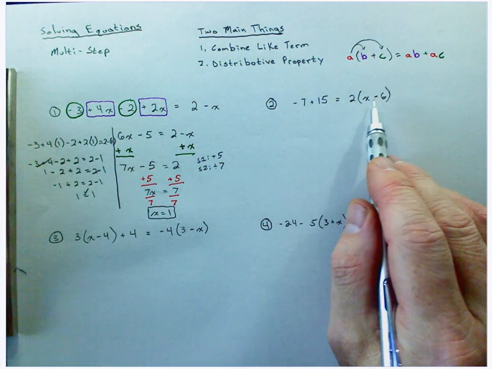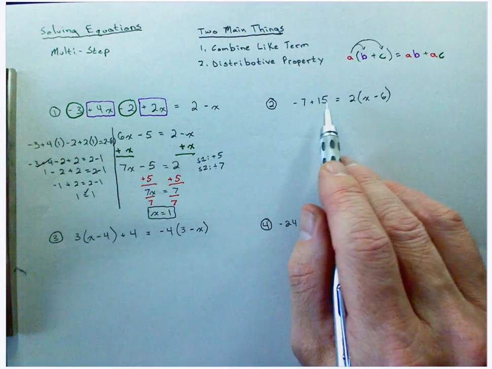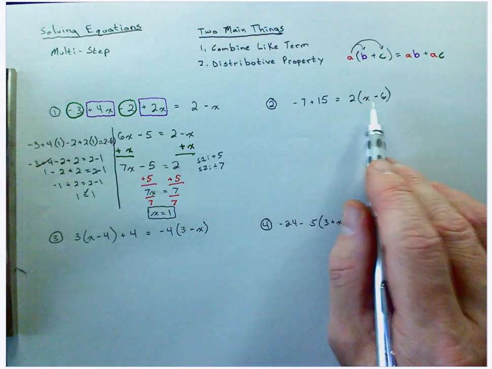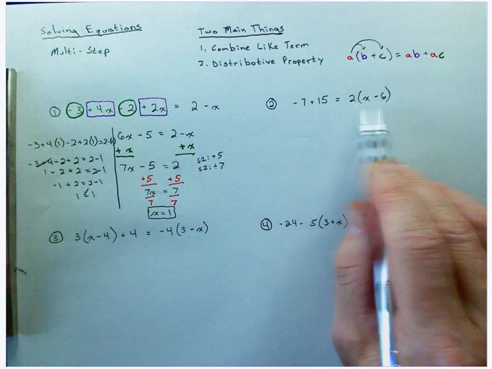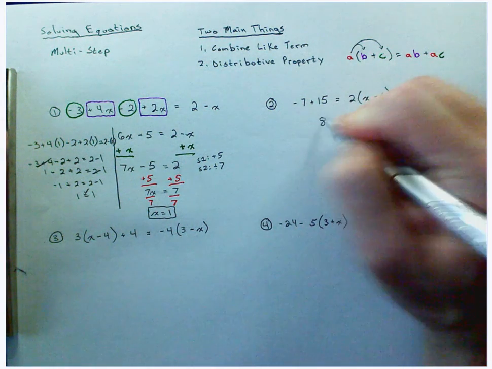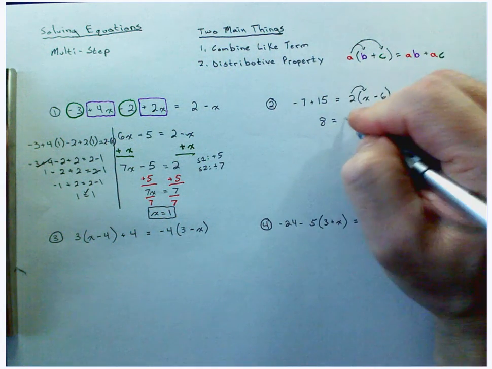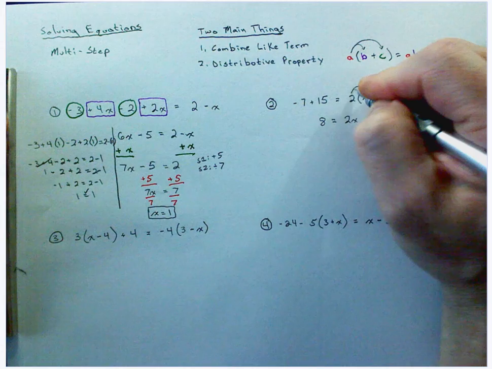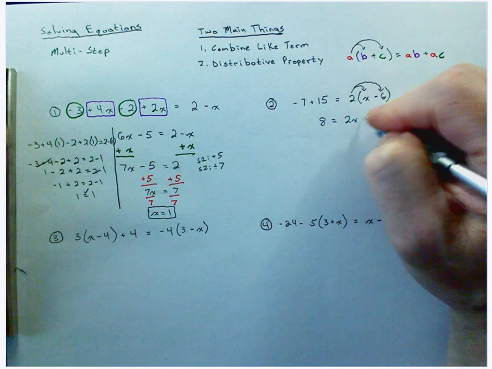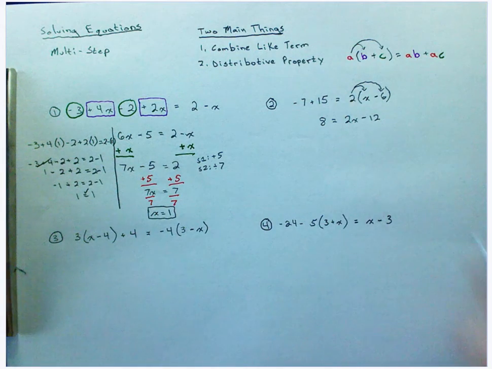Okay, next problem. I have to combine some like terms. Both of these terms are the same, so it's just an addition problem for us to do. And I have to do the distributive property. So this becomes 8, and then I say 2 times x is 2x, and 2 times a negative 6 is a negative 12. I'm now at a two-step equation.